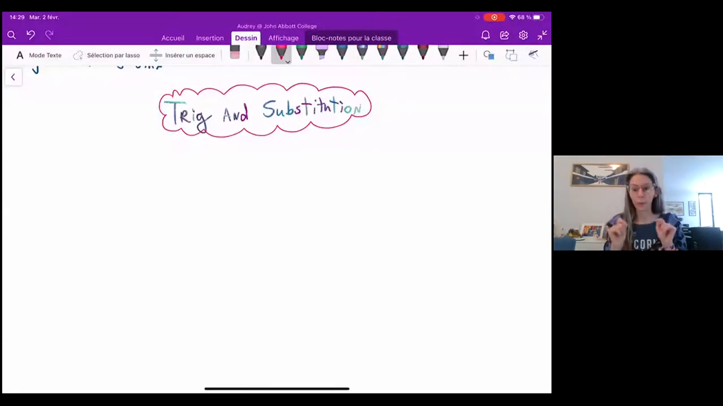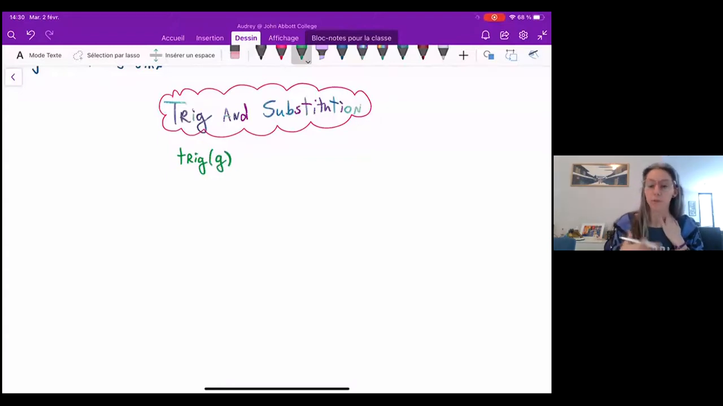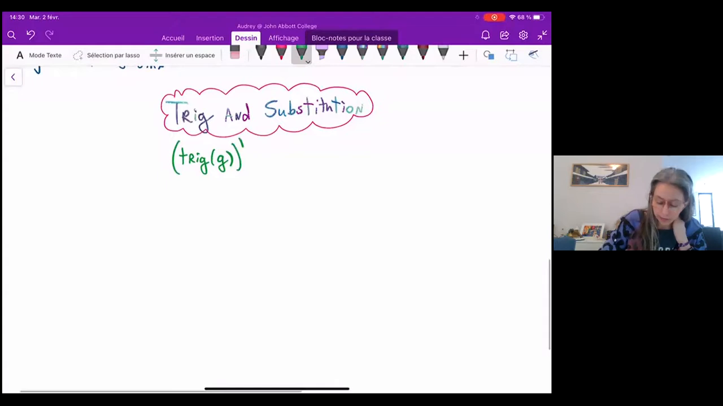Okay, so we know a bunch of trig integrals. Now we're going to see how trig works inside of substitution. So I know that I have a chain rule that tells me what to do if I have trig of another function. So I might be taking the derivative of this, and what I would end up with is the derivative of the trig function. So I'm going to put it as one word, derivative of trig of that g times g prime.